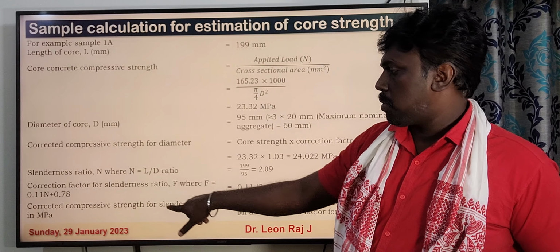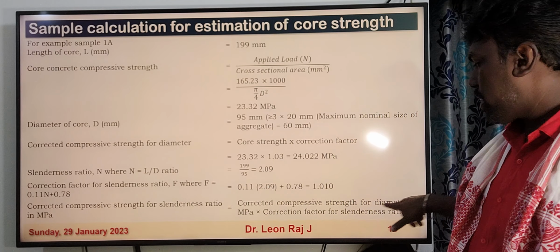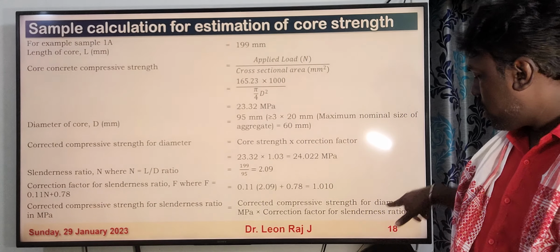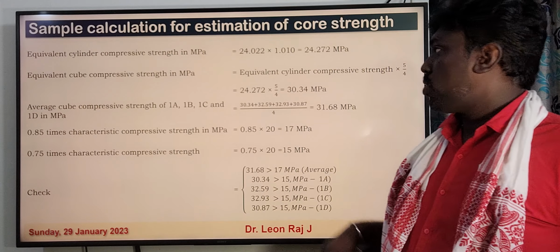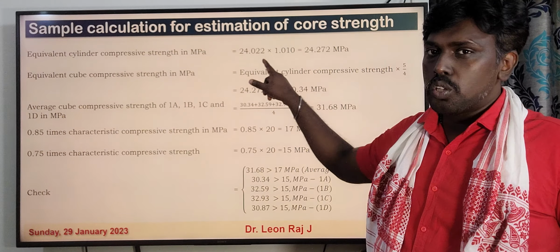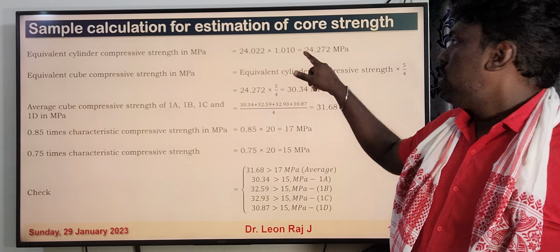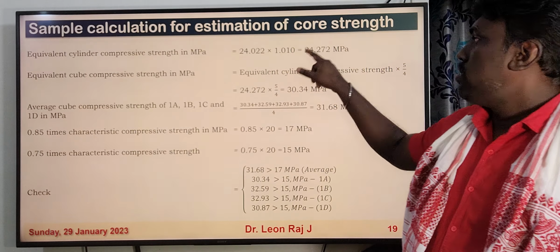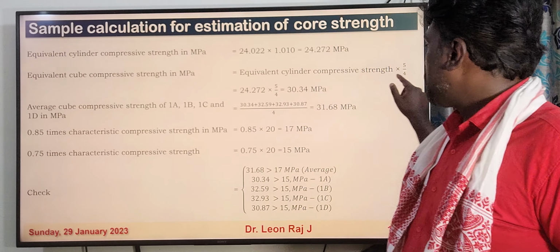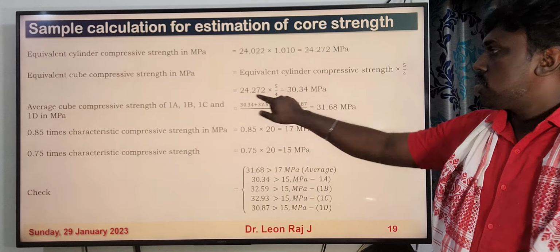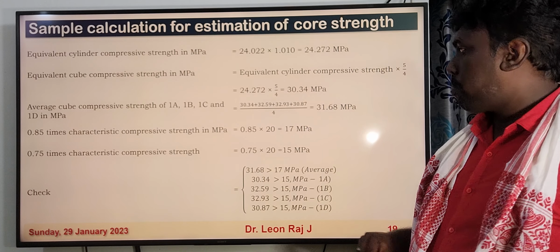Now the corrected compressive strength for slenderness ratio is equal to the corrected compressive strength for diameter in MPa into the correction factor for slenderness ratio. So that is 24.022 into 1.01, that is equal to 24.272 MPa. The equivalent cube compressive strength in MPa is equal to equivalent cylinder compressive strength into 5 by 4. So you will get 24.272 into 5 by 4, that is equal to 30.34 MPa.